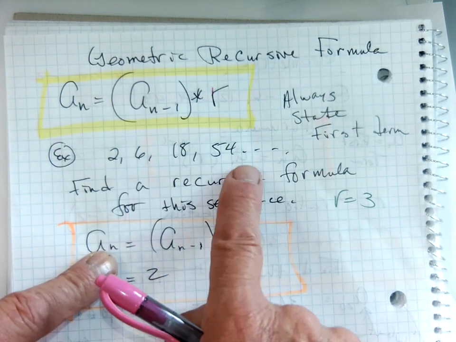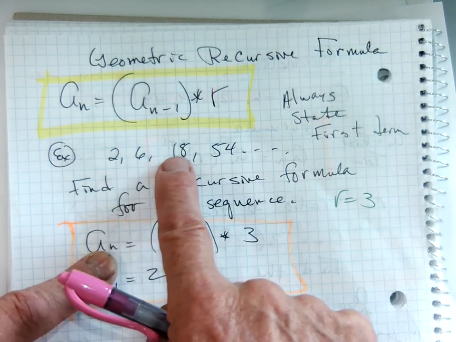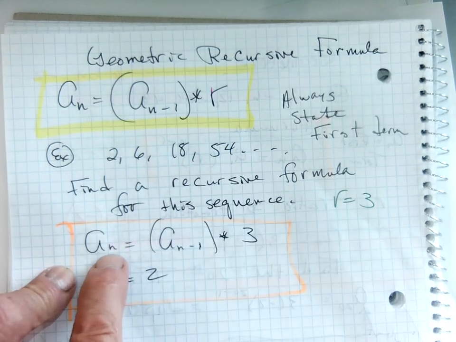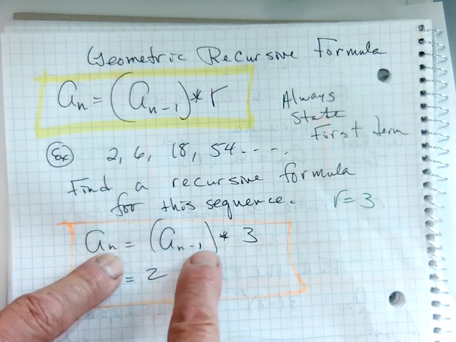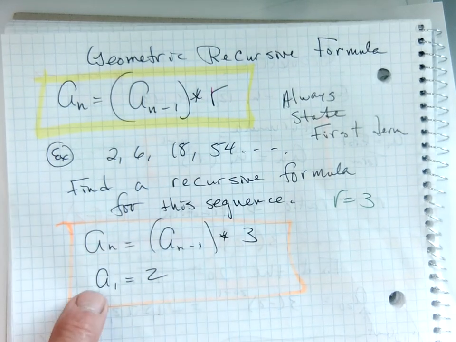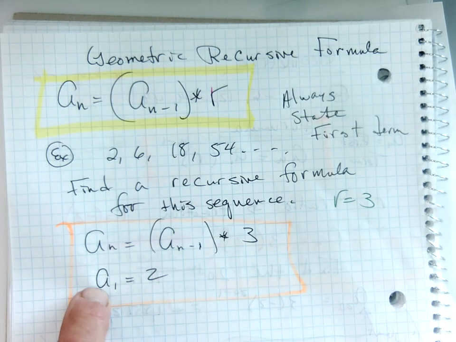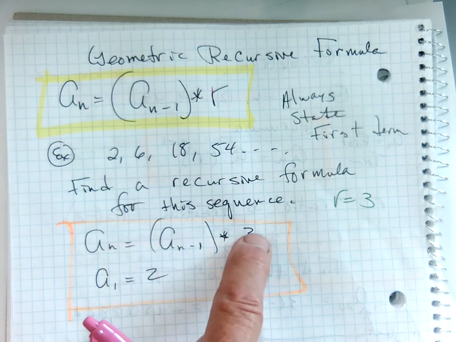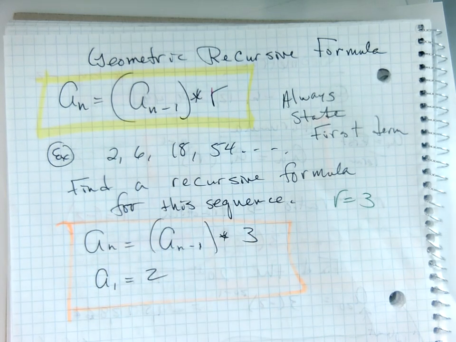So to make the next term, 1, 2, 3, 4, to make the fifth term, a of 5, we'd say take the fourth term, 54, times 3. Okay, you need to always say what the first term is, always where to start, and then multiply by 3. Okay, and that's all I really had.